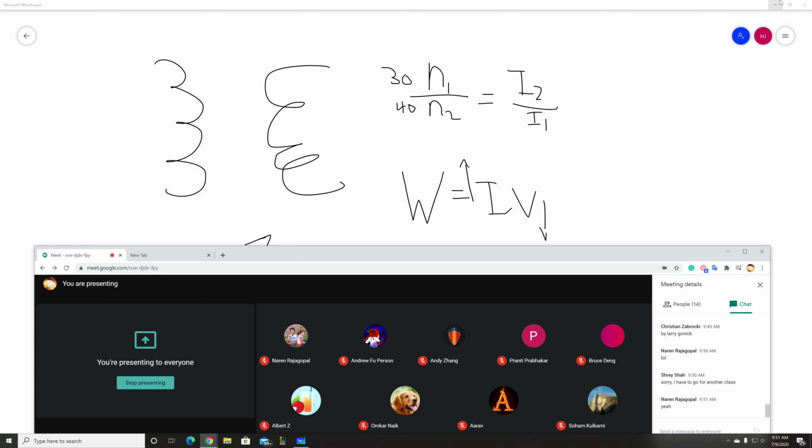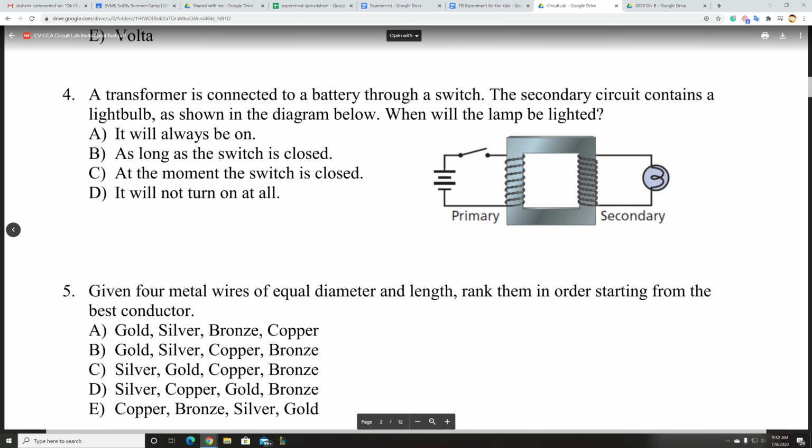That's just the basis of a transformer. You'll see one of these problems on every invitational test. This should be pretty easy once you know this formula, okay? Now let's move to the next question.